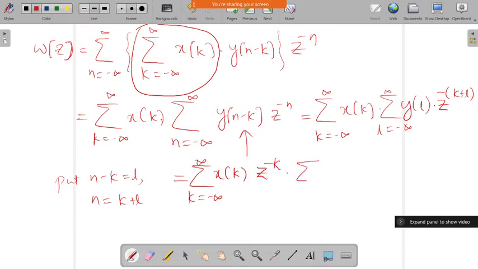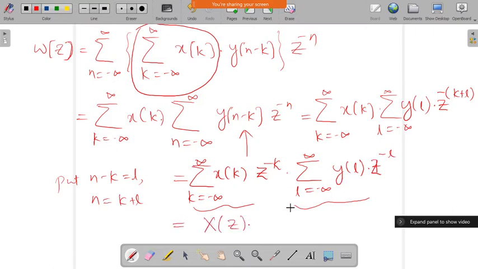And similarly, the remaining summation I will put as it is, L equal to minus infinity to plus infinity y of L into z power minus L. Now you can see, this will be the standard expression like X of z, that is x of n into z power minus n. Similarly here, the variable is k, so it is x of k into z power minus k, and here the variable instead of n is L. It is y of L into z power minus L. So we can write this one as X of z and this one as Y of z.